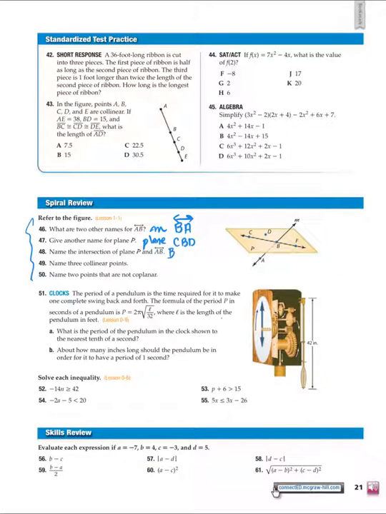Name 3 collinear points, 3 in the same line. That's going to be point C, point B, point F. And name 2 points that are not coplanar. Well, it looks to me like A is the only one they have hanging off the plane there. So A and any point that's on the plane. Let's just use F because I haven't used him much. So I'll just say A and F are not on the same flat surface.